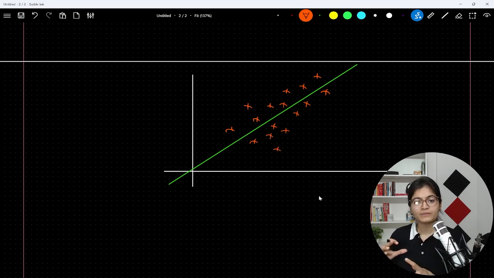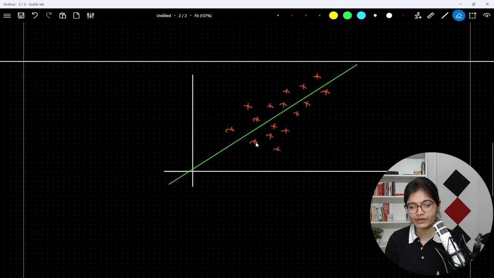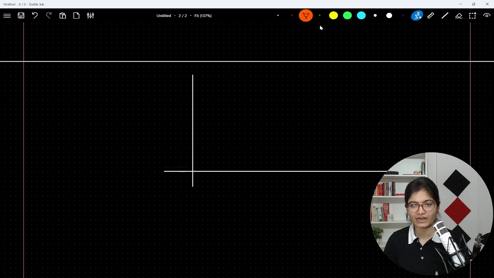But now the problem statement is entirely different. Here we don't want to predict some continuous number. We want to predict a class. So let's say I have data points, but we have classes. Let's say we have 2 classes.